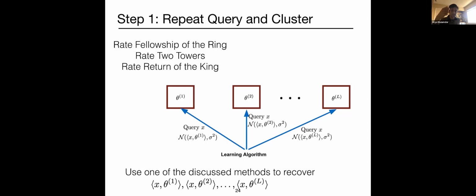Once I do that, from the responses I'm going to get a Gaussian distribution with mean x times theta 1 and variance sigma squared. And for the same query, whenever theta 2 is being used, I'm going to get this. So basically my labels are following a Gaussian mixture. So whichever of the prior methods we discussed for Gaussian mixtures, we can use any of them to denoise, or to recover the exact inner products x theta 1, x theta 2, up to x theta L. And so this is my step 1.